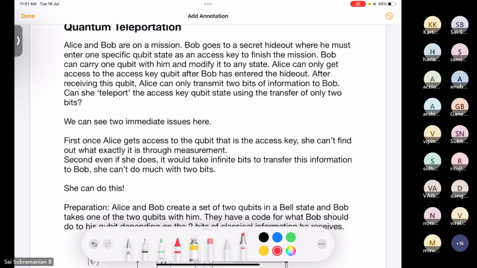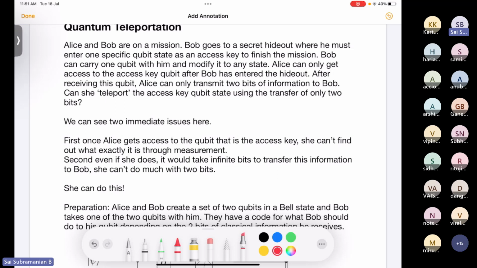Firstly, Alice gets access to the qubit. Even if she does, she cannot find out what that state is exactly. Say it is some 1 by root 3 times 0 plus root 2 by root 3 times 1. It can be one of infinite states. She cannot find out because she can only make one measurement. And if she makes that measurement, it only gives her a probability of what it could be. It's not like that access key state has to be 0 or 1. So with one measurement, she cannot find out what the qubit is.